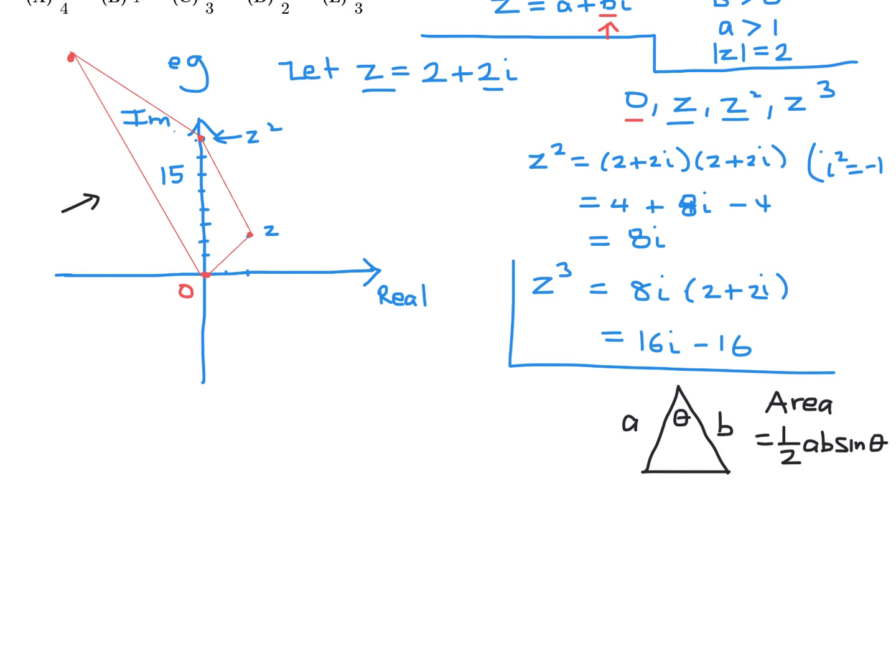Now, if this is a kind of like a vector, there's a rule that every power of z rotates around the origin by the same angle.